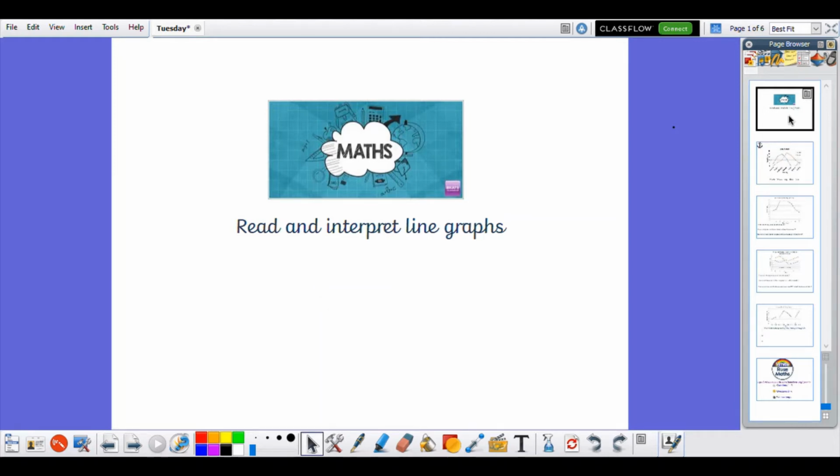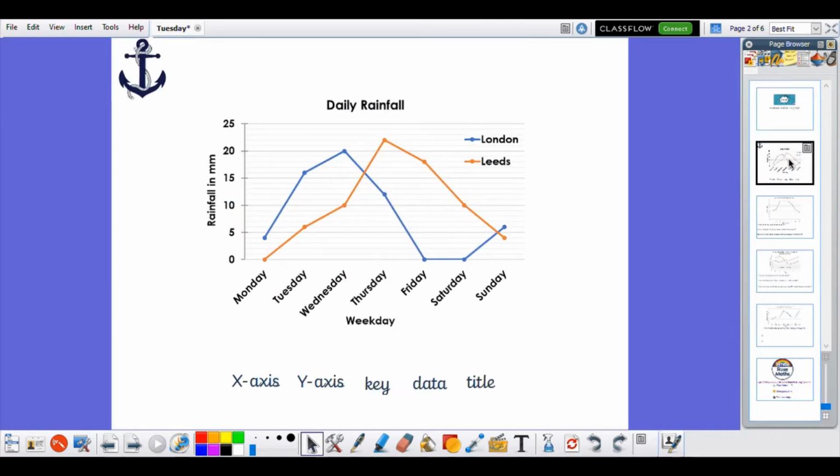Hi Year 5, so today we are going to read and interpret line graphs. This is a part of our statistics unit which we are going to be focusing on all week. The first thing we're going to do is our anchor. You can see here I have a type of line graph. This line graph shows two pieces of data and we are going to label it using these 5 words down here, just to give us a quick recap of the terminology that we use.